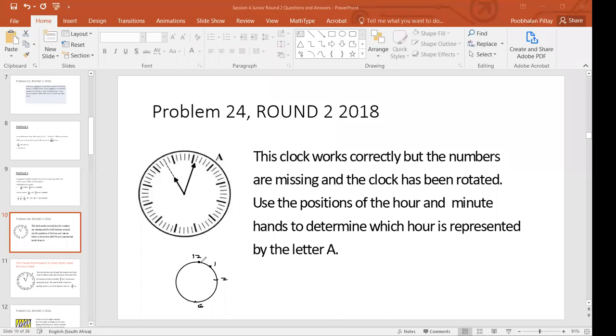And then your hour hand, right? It points. Oh, let me just draw something decent here. Sorry about this.